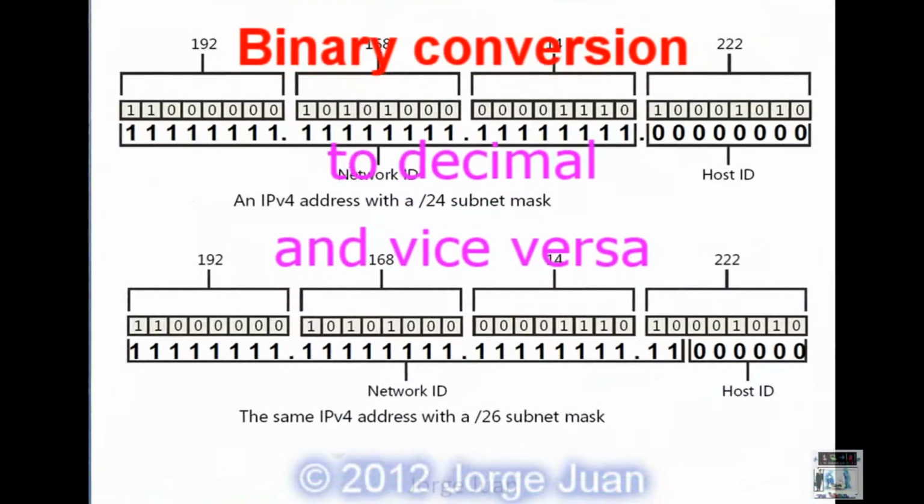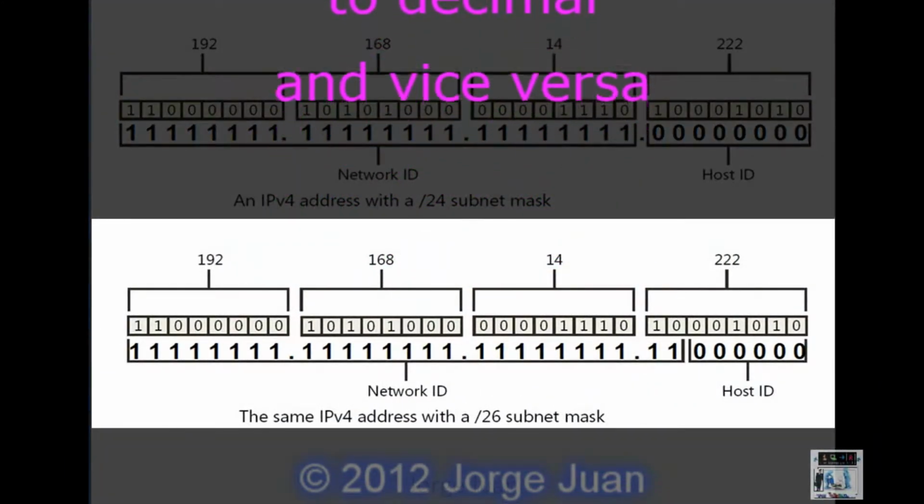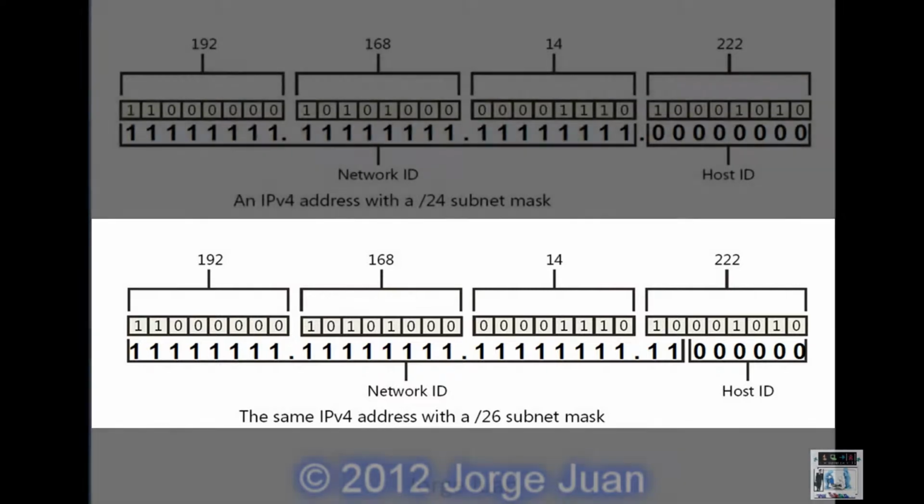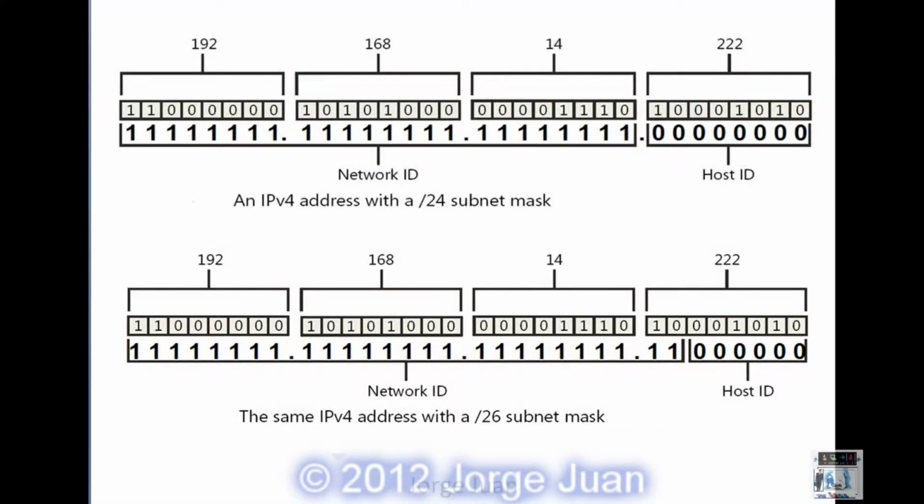Okay, well, now consider this /26 subnet mask. The IP address is exactly the same. What has changed is that instead of 24 bits for the network ID, now we're using 26. In this example, the network ID uses the first 2 bits from the last octet.